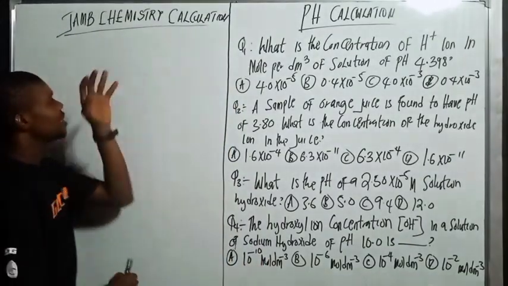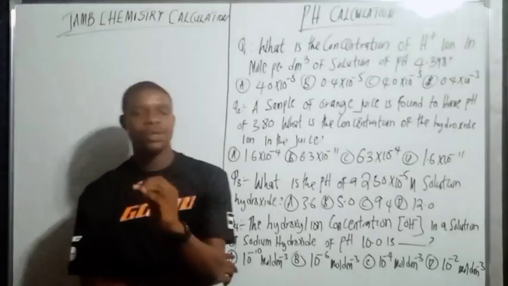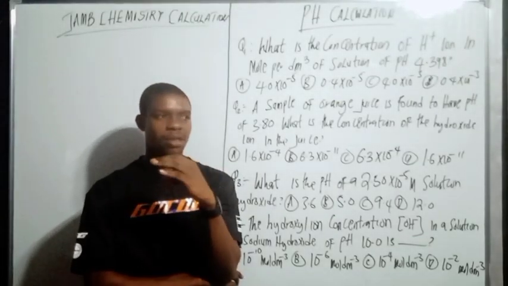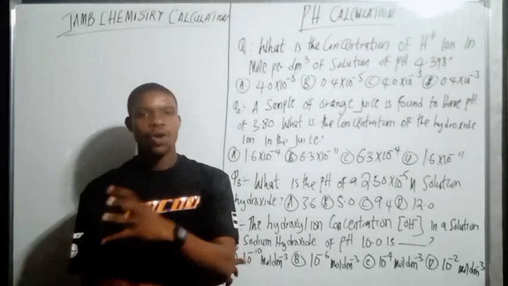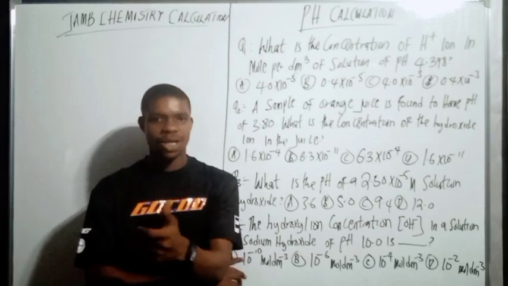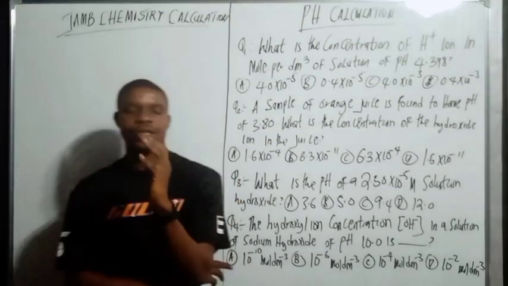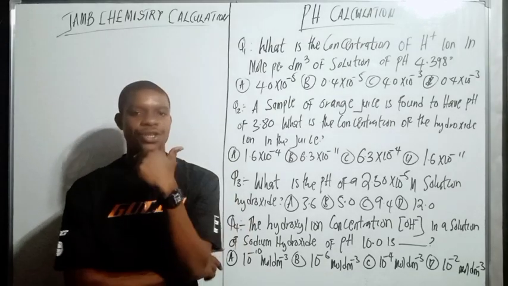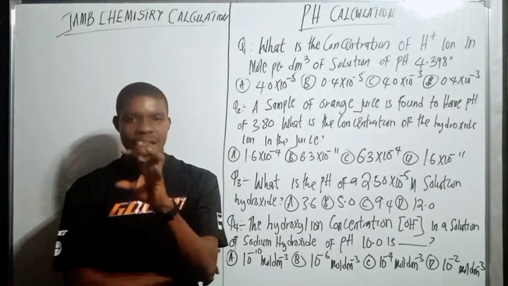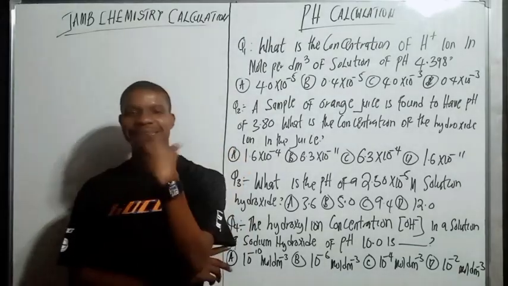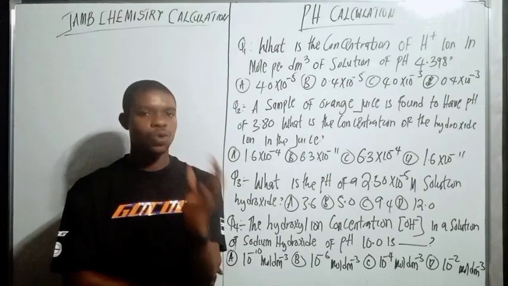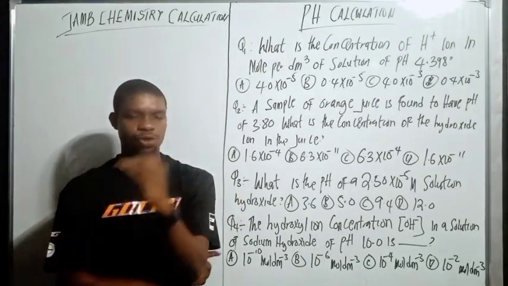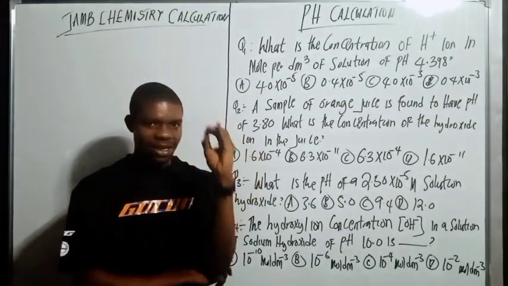So we are still on chemistry calculation on JAMB. Now JAMB is about 40 days or less to go. And if you are going to write chemistry in the upcoming JAMB, then this pH calculation is one more important calculation you need to cover very well. In this video, I'm going to teach you how to solve problems on this. I will solve about 10 questions. So you want to stick to the end of this video so you can master this calculation very well.